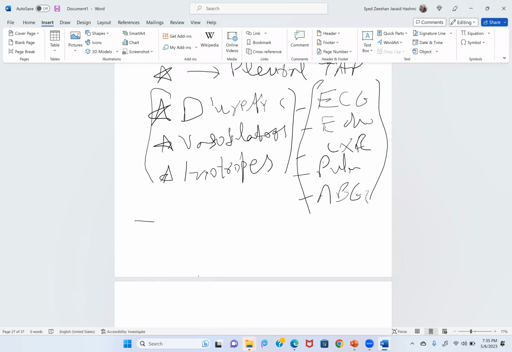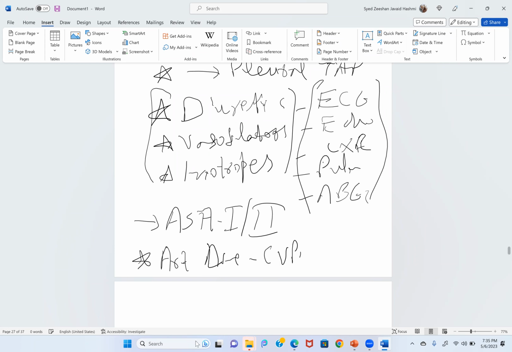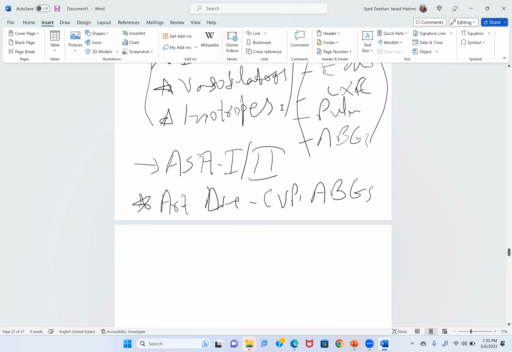Maybe you can say that in addition to standard 1 monitoring and standard 2 monitoring, you might need an arterial line, CVP, and ABGs. What else? You can take special care about pulmonary pressures. So these are the things you can do in such cases.